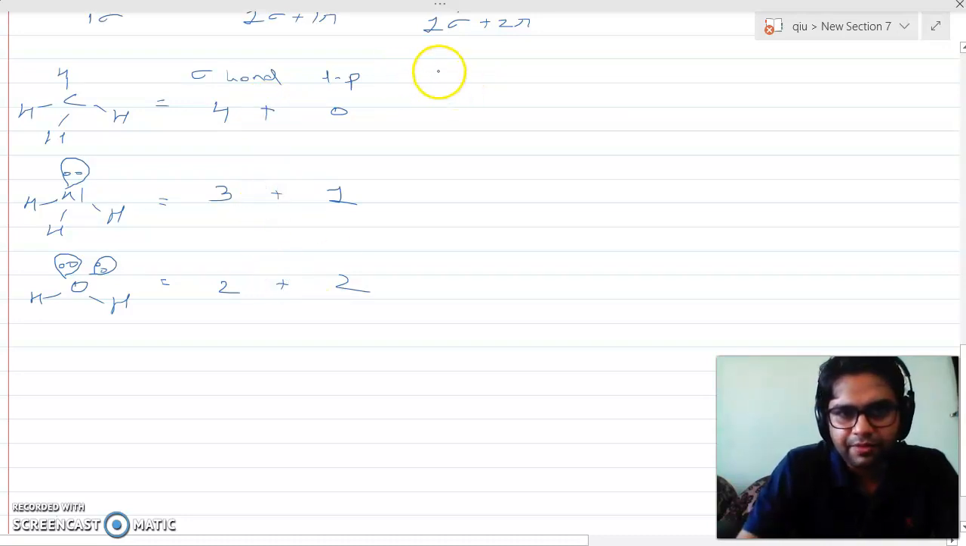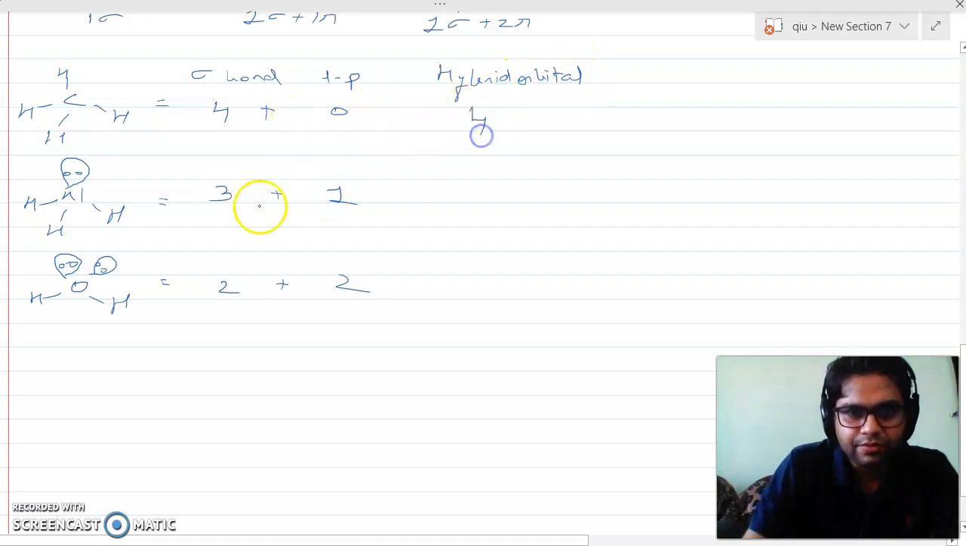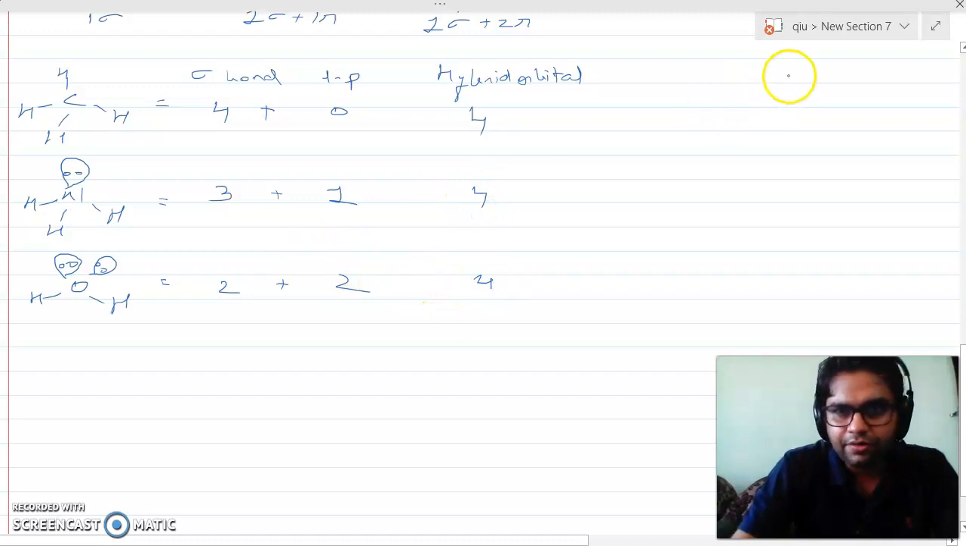So if I am summing them all, what are we getting? We are getting hybrid orbitals: 4 plus 0, that is 4. 3 plus 1, that is again 4. 2 plus 2, that is again 4. And here we can write hybridization. So the hybridization will be what? All of them are 4. Then you know there is one s requirement and the rest will be fulfilled by p, because the p subshell has 3 orbitals, so all of them have sp3 hybridization.